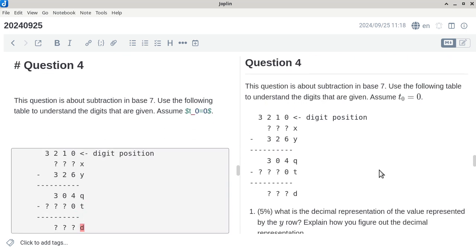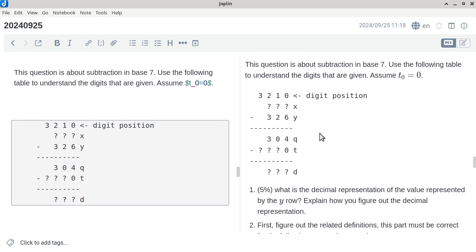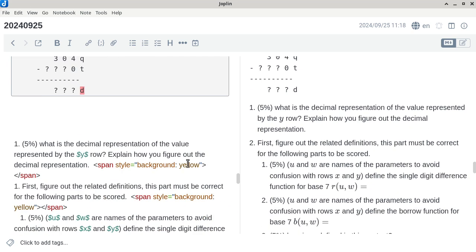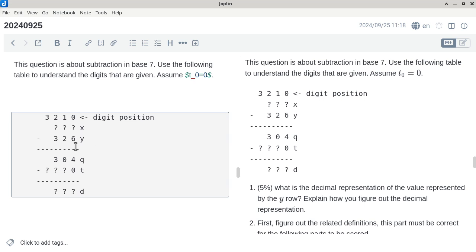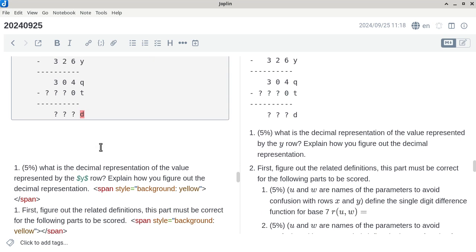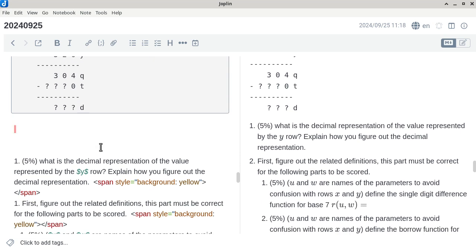So question number 4 is giving you a base 7 subtraction, and I want you to figure out basically all the question marks. But there's also some other stuff I want you to figure out. So the first question is to say, okay, if I just look at the row of y, what is the value represented by the row of y? So y is 326 in base 7. And I want to find out what exactly is the value represented here. So let me answer that question.